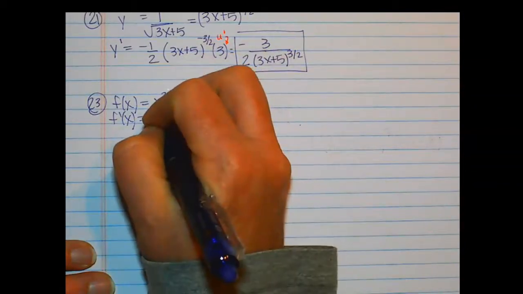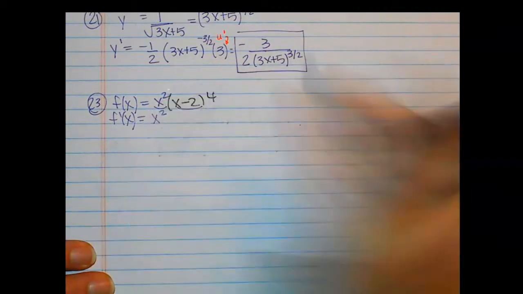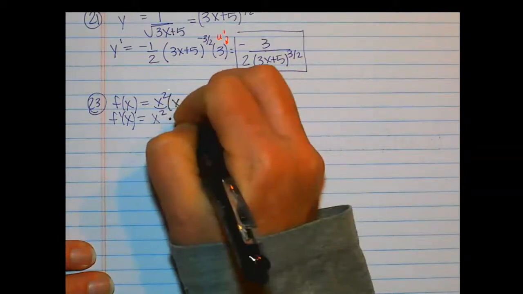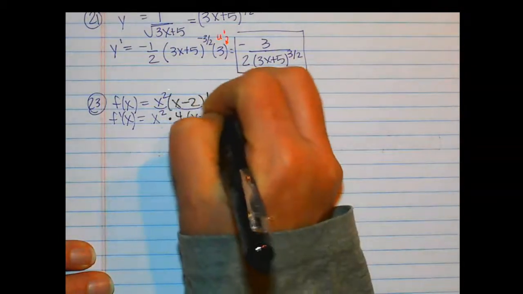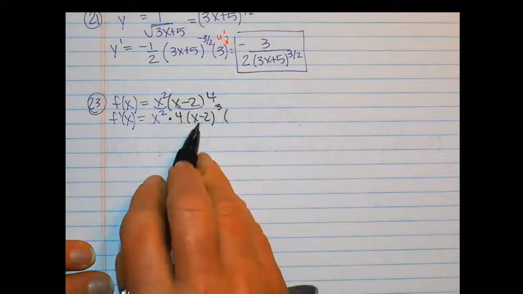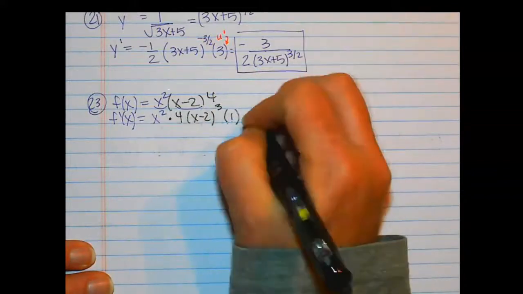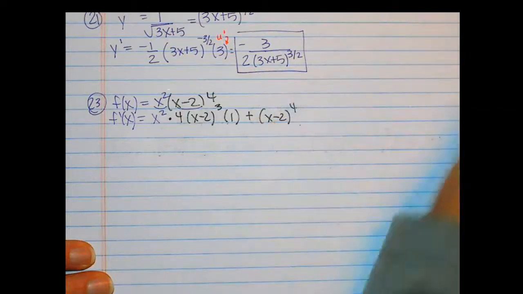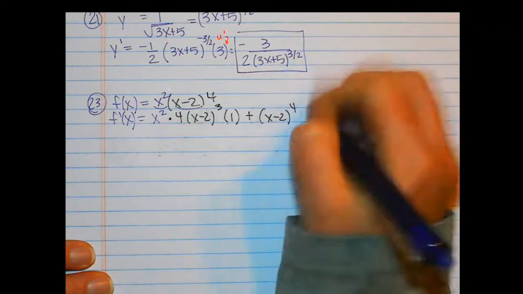So I'm going to do product rule. x squared times the derivative of x minus 2 to the fourth. That's going to be 4 times x minus 2 to the third times the derivative of the baby, which is 1, plus the second, x minus 2 to the fourth, times the derivative of the first, which is 2x.